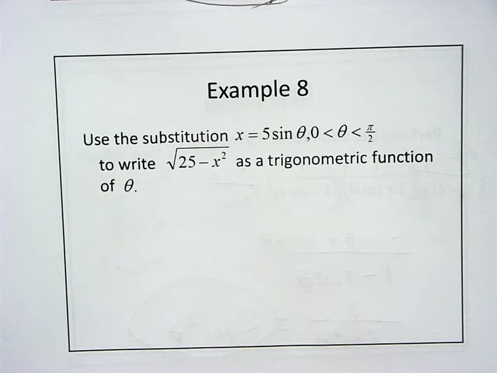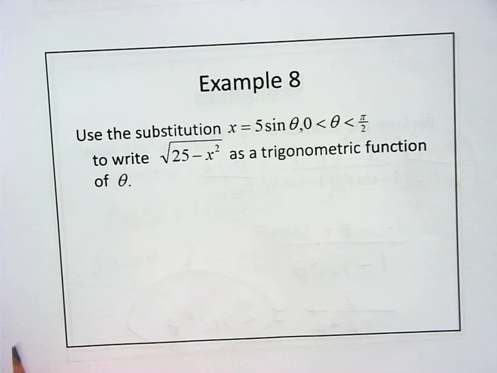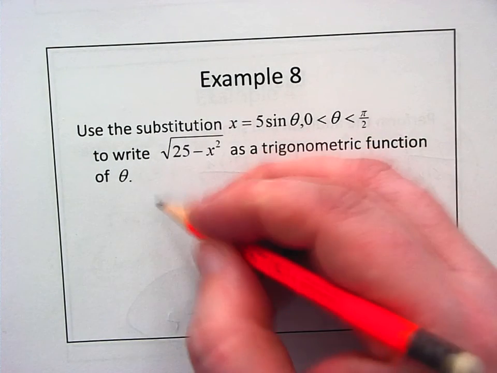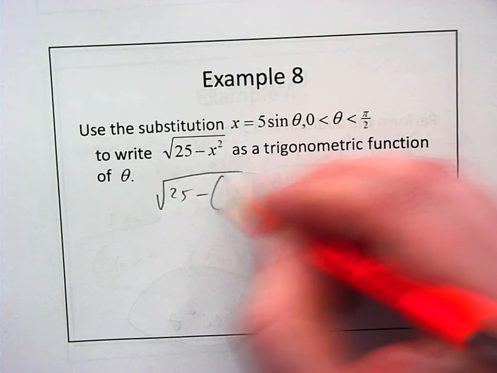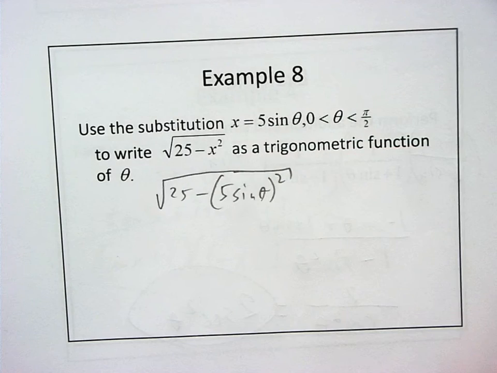This one wants you to use substitution to take x and replace it with 5 sine theta. It does limit theta to being in the first quadrant. And I want to write this as a trig function of theta, so I want theta in this thing. So all I'm going to do is take out the x, replace it with 5 sine theta. So I get the square root of 25 minus 5 sine theta squared.